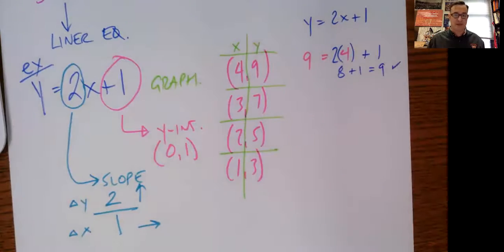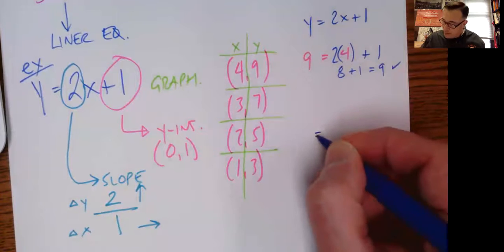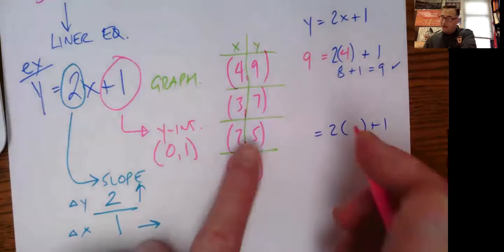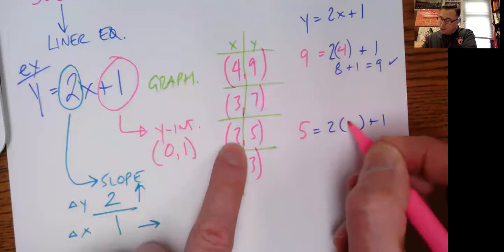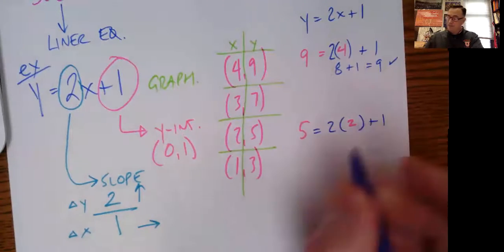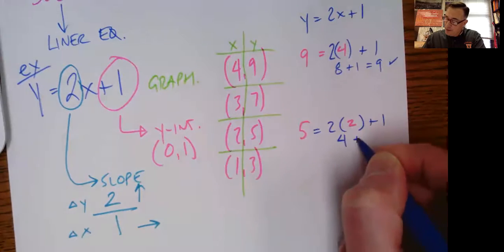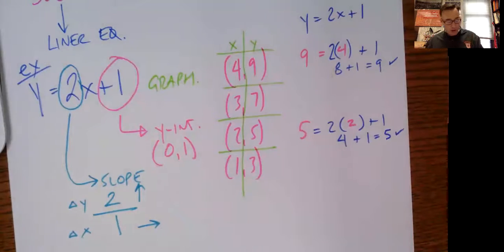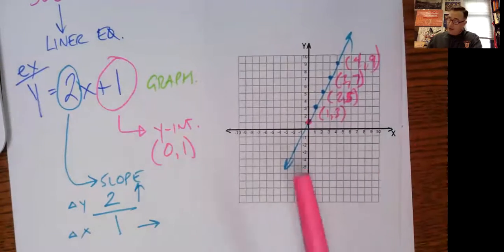Check, it worked. Hey, let's do it with 2 and 5 as well, just to be sure that I'm not wrong, because this is 2 times something plus 1. So 5 is my y, 2 is my x. Let's just check the math. 2 times 2 is 4, plus 1 equals 5. Check.